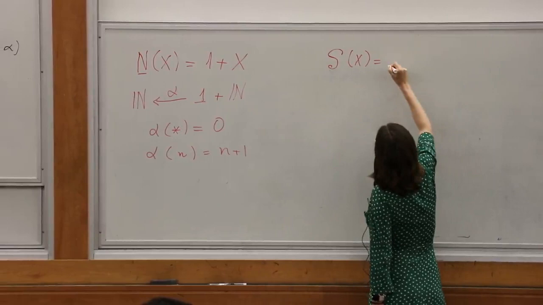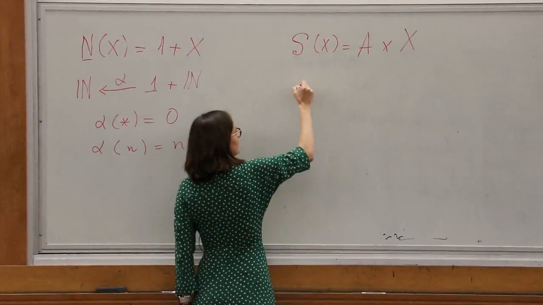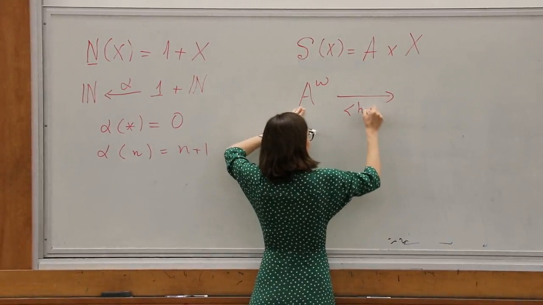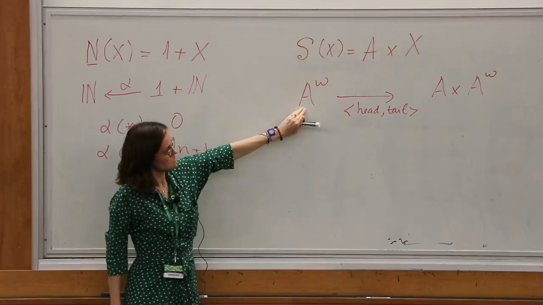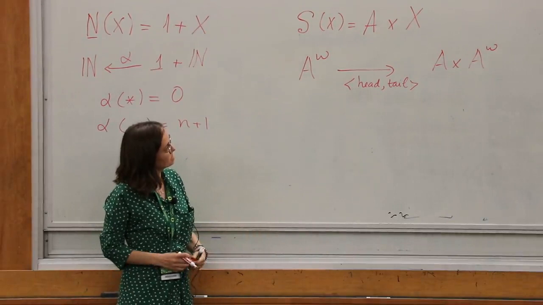If I take a functor S that takes the Cartesian product of some fixed set A with X, then the set of infinite streams we looked at last time, together with head and tail, gives you an example of an algebra for this functor. So that is an algebra for the functor S. Sorry, that is a coalgebra for the functor S.